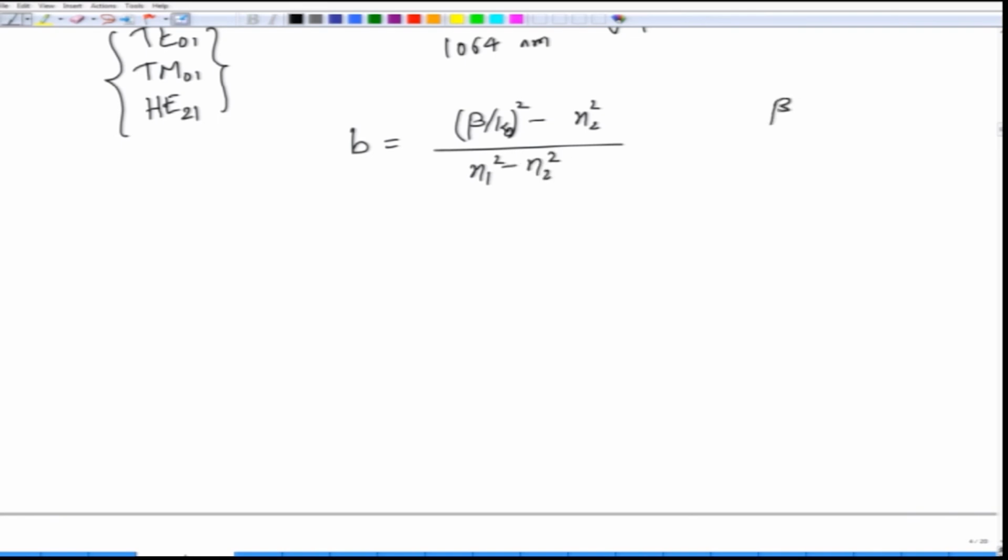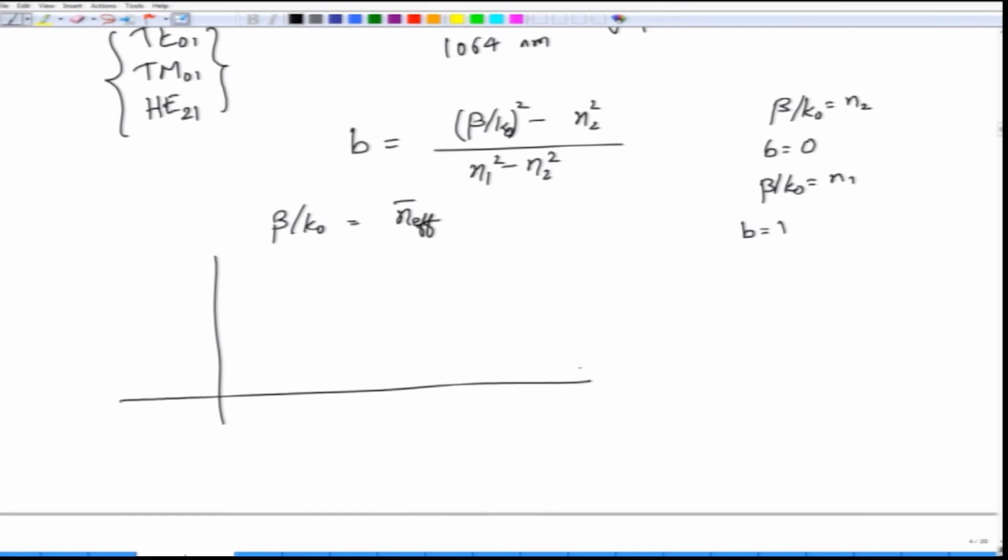Obviously when beta by k0 is equal to n2, there won't be any propagation, because this propagation constant B will be equal to 0. When beta by k0 is equal to n1, you get B equal to 1, which is the maximum possible value that you can have. So this value that you are looking at, which will give you the ratio of some refractive indices, this beta over k0 is sometimes called the effective index, sometimes denoted by a bar over it.